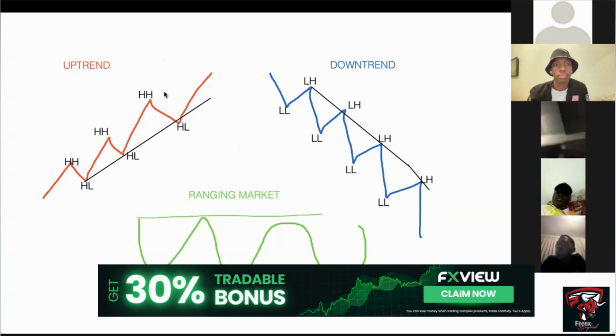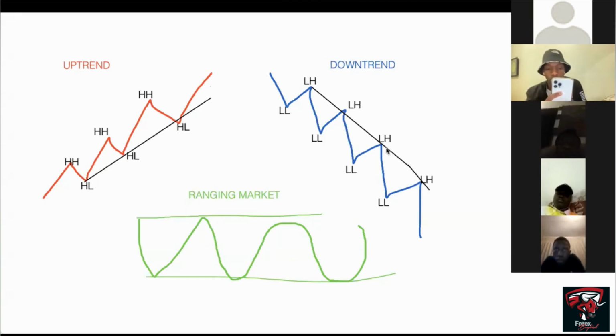So just type yes in the chat if you're understanding so far, or type no if you're not understanding the basics, like lower highs, lower lows, all that. Just before we move on, are you guys understanding everything so far? I'm understanding. Oh, it's perfect.